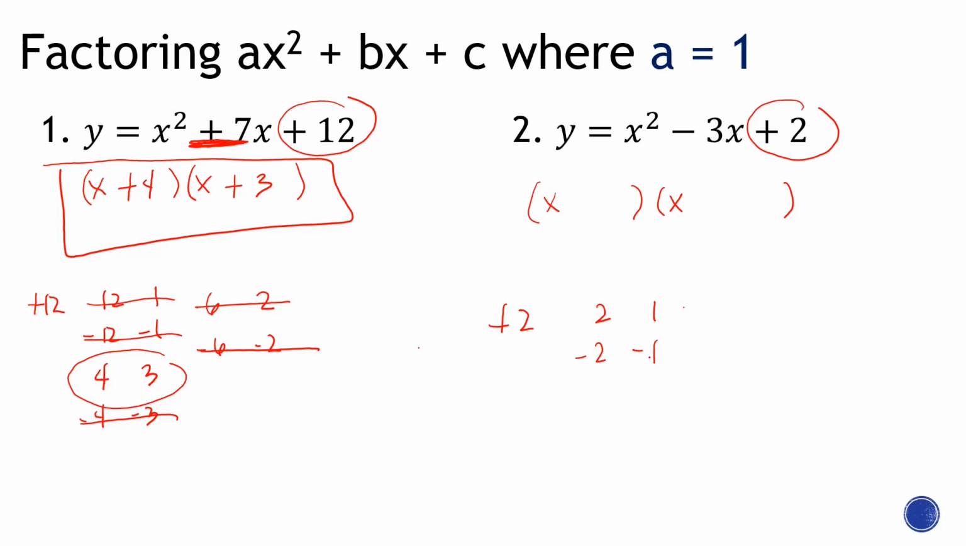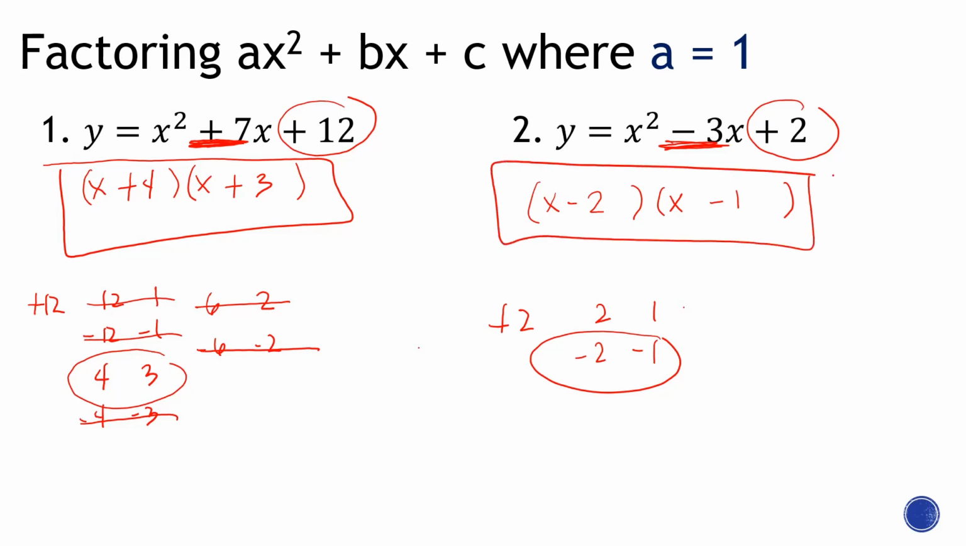Two numbers, when you multiply them, the answer is positive 2. Then if you add these two numbers, the answer should be negative 3, which is the numerical coefficient of the middle term. So here we're looking at negative 2 and negative 1. We can switch them. It can be x minus 1 times x minus 2. Those are the factors, right? Okay, let's go to the next example.